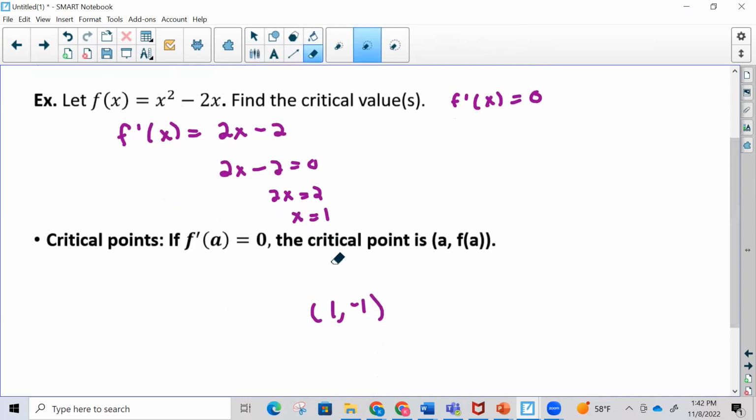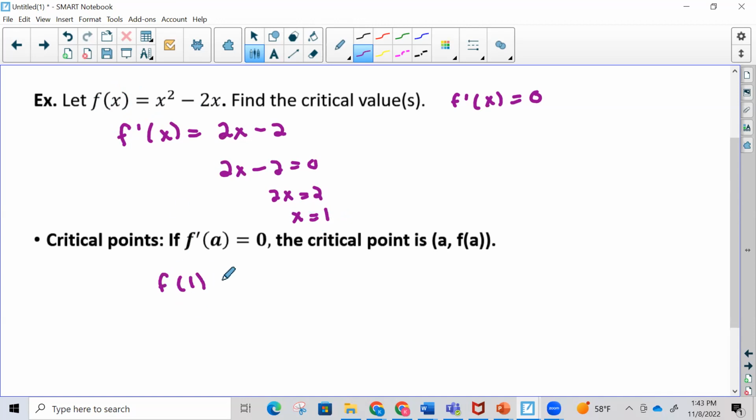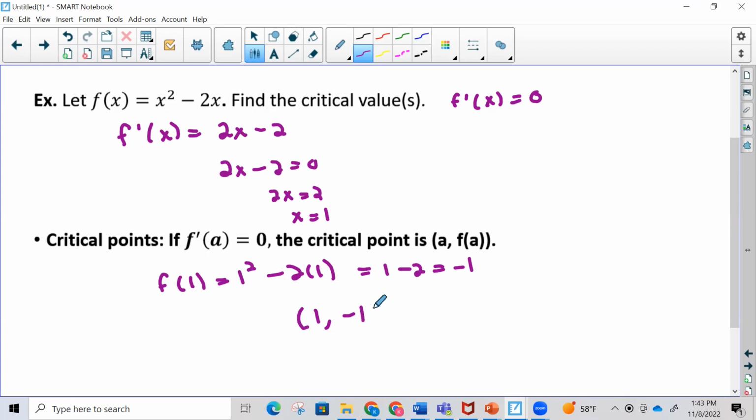Now, we also sometimes want to find the critical point, and that's the point on the graph. We have the x coordinate we just found, where the slope is 0, but we also need the y coordinate. To find the y coordinate, we always go back to the original function and plug in our x value. So we find f of 1, and we get -1. So my point is the x value, which is a, which is 1, and then f of a, which is -1.